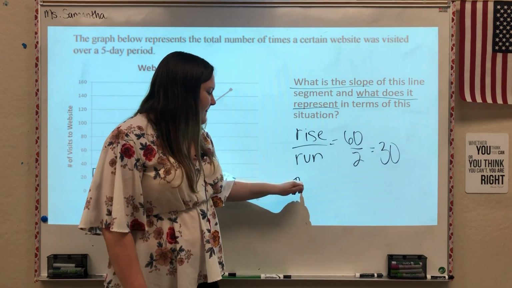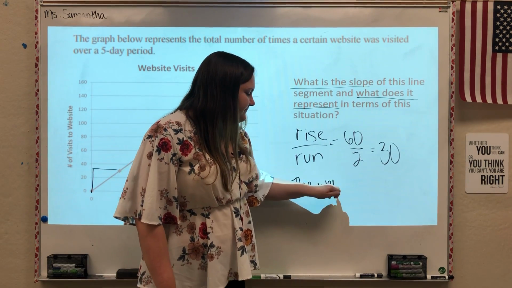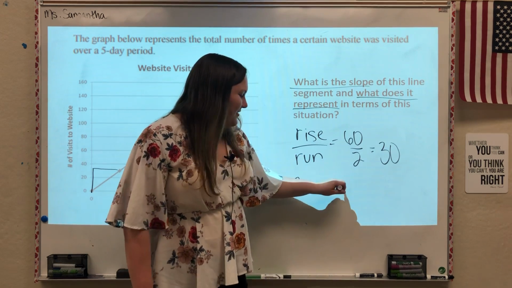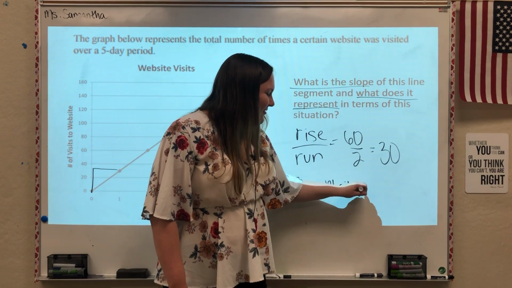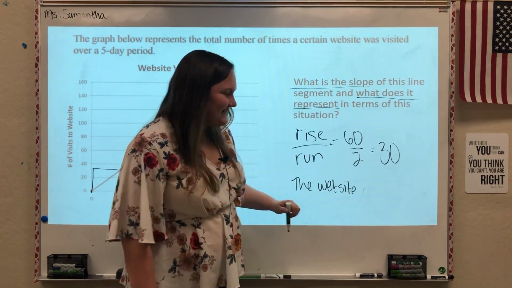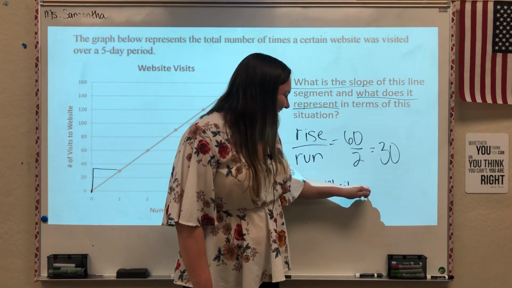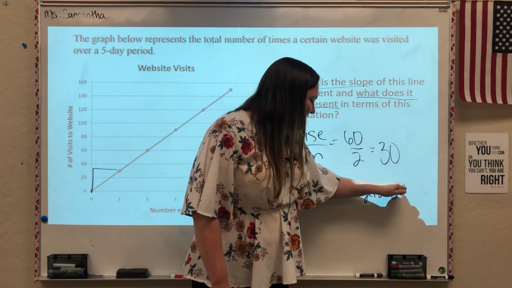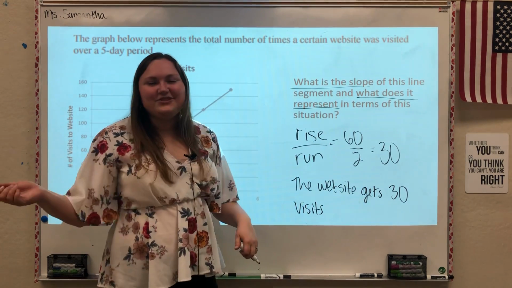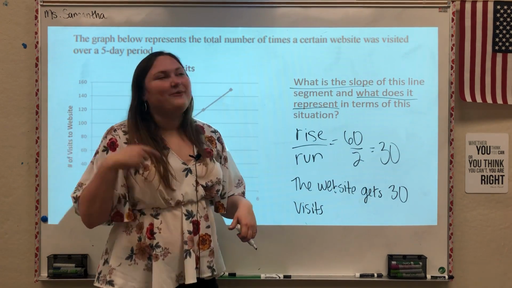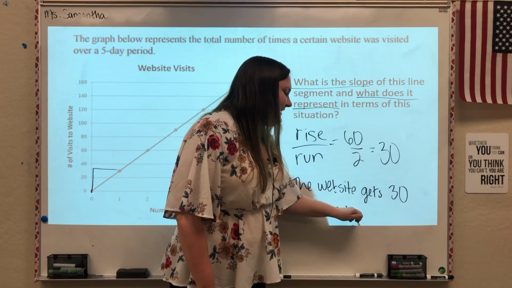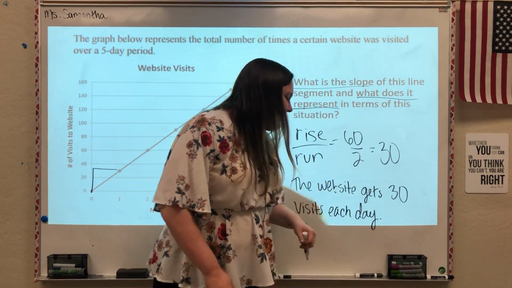So what it represents for this situation, we could say the slope is 30, and then we could say the website, what am I writing? I'm sorry, guys. I got all thrown off because I can't spell apparently. The website gets 30 visits. You can say each day, every day, per day, every 1 day. I'm just going to say it gets 30 visits each day.